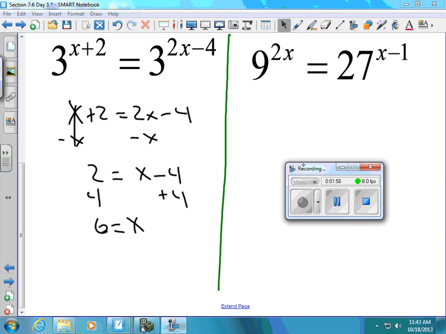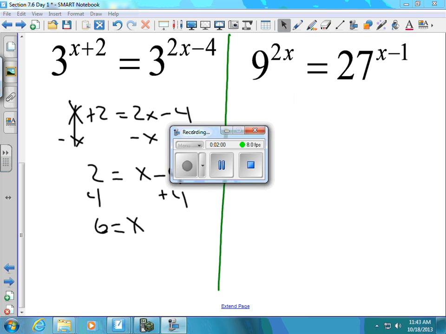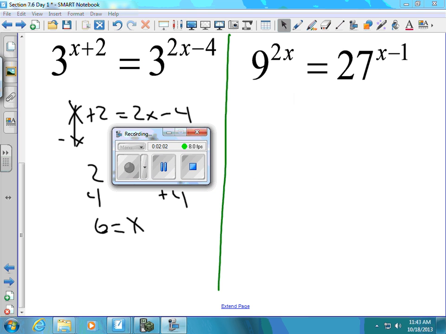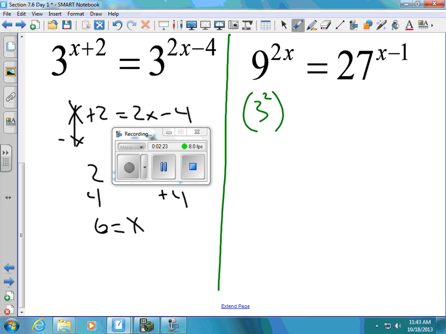On this side, 9 to the 2x equals 27 to the x minus 1. You're saying, well, I can't do anything. They're not the same bases. Well, we've learned that we can rewrite these bases. I can't rewrite 27 as a base of 9, but they both have a factor of 3. In fact, we can rewrite 9 as 3 squared to the 2x, and we can write 27 as 3 cubed to the x minus 1.